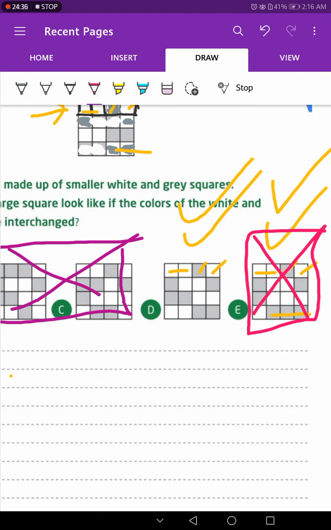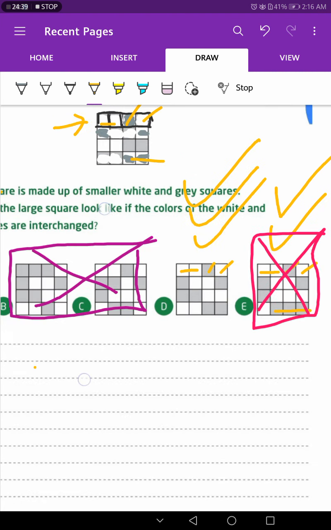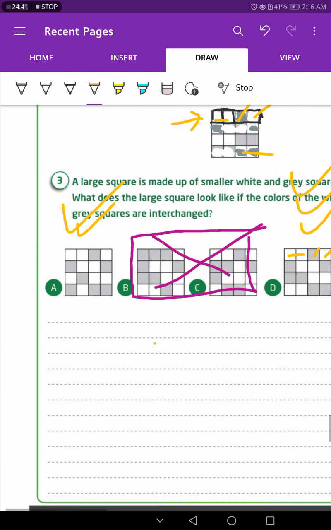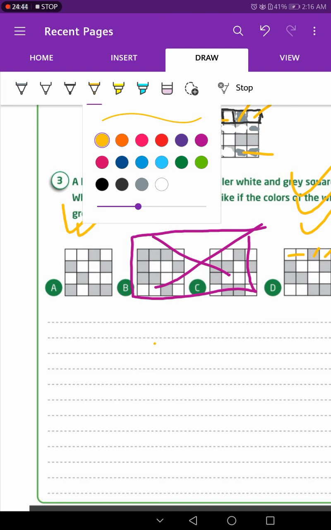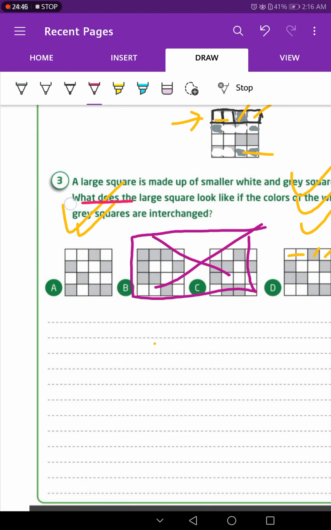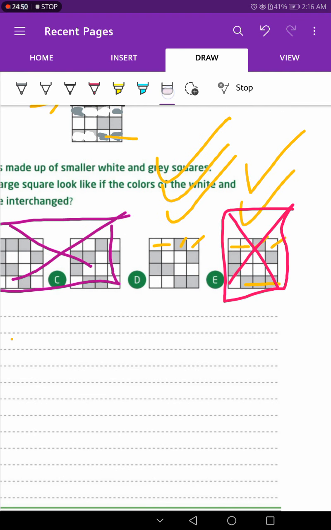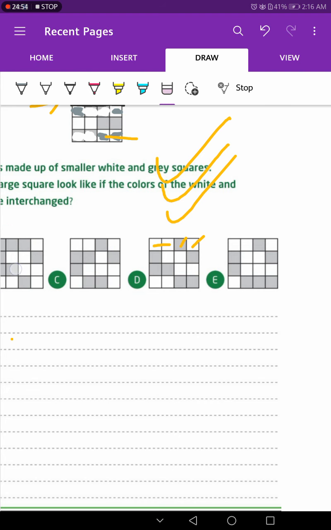Here it is double or triple check. Okay, and here it is different, so eliminate it. So the right answer, the right answer, it is D. Okay, my dear student. Okay, so this is the right answer, or the correct answer.